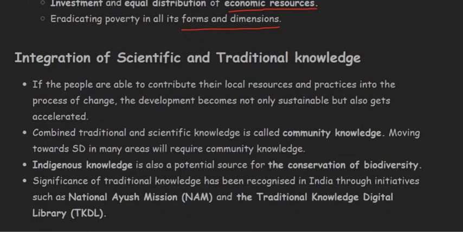Integration of scientific and traditional knowledge. If the people are able to contribute their local resources and practices into the process of change, the development becomes not only sustainable, but also gets accelerated. Combined traditional and scientific knowledge is called community knowledge. Moving towards SD in many areas will require community knowledge.